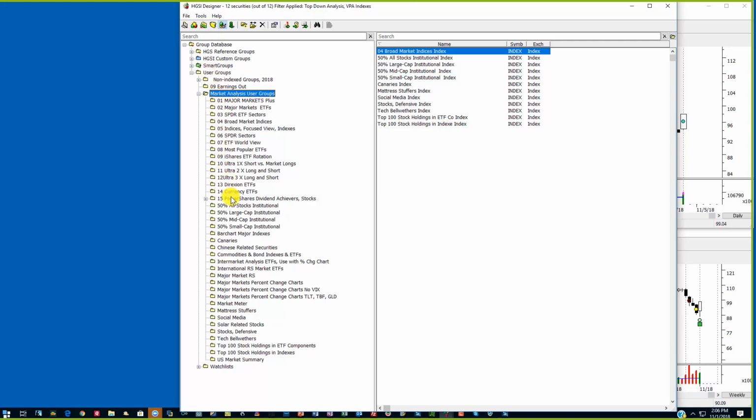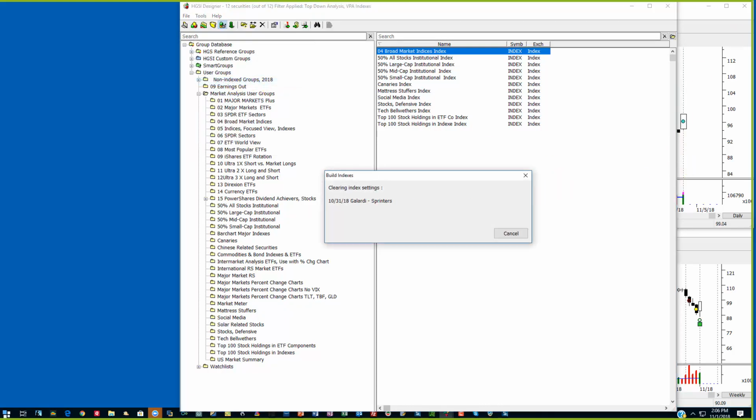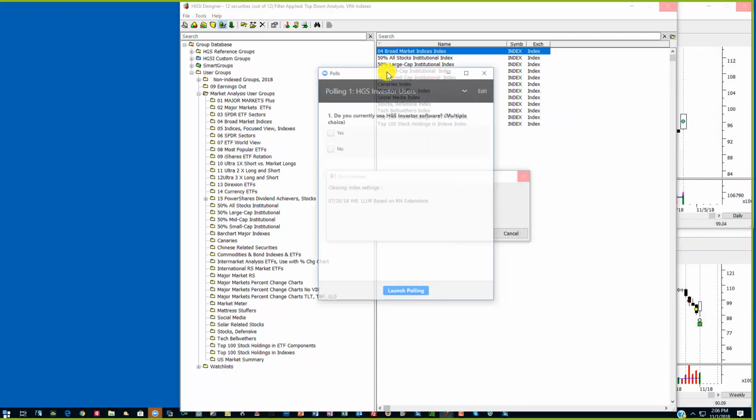So what it does is it takes this real-time data that is being put out there by Thinkorswim, and it builds the indexes according to the current information. So I'm going to build all the indexes, and this normally takes me 2.5 minutes. It might take a little longer because I'm recording and doing background things. So in the meantime, let's see if I can do this.